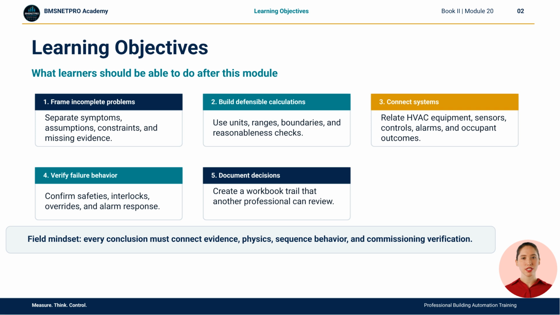First, frame the problem clearly. Identify the symptom, the affected people or process, the constraints, and what evidence is missing. Second, use defensible calculations. That means units, boundaries, ranges, and reasonableness checks. Third, connect systems instead of treating every issue as a single point. Fourth, verify failure behavior. What happens when a sensor fails, a valve sticks, a fan trips, or a space goes out of range? Finally, document the decision so another professional can understand the logic. That is what turns experience into repeatable engineering practice.